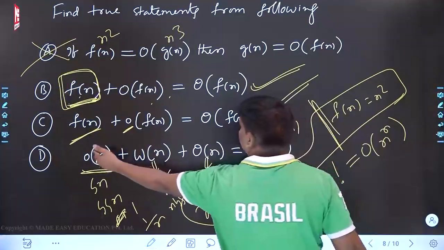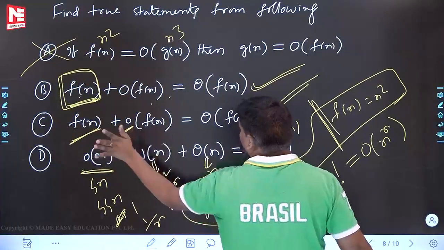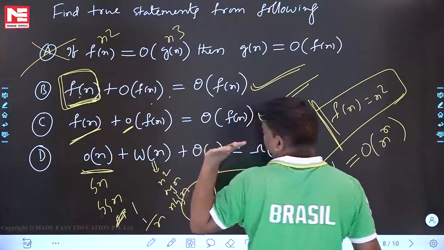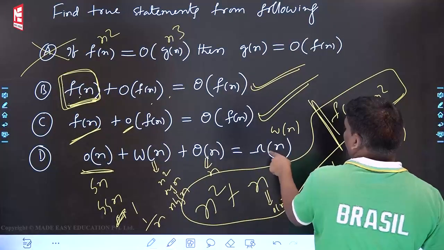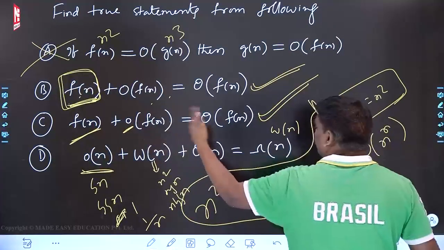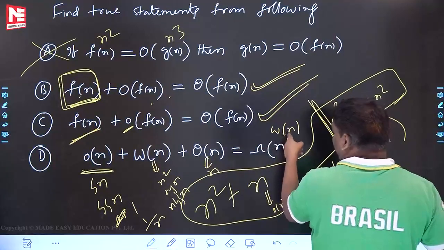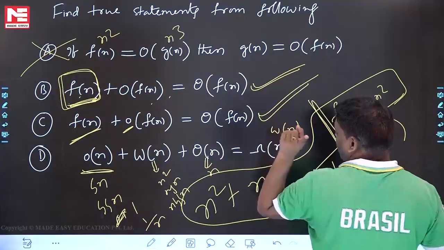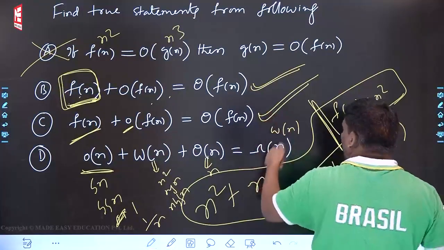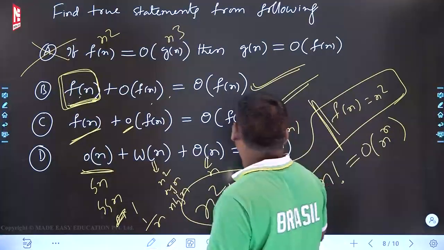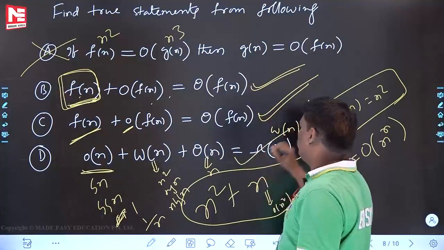He is saying less than n, he is saying more than n, he is saying equal to n. Overall, if you observe, more than n. Everyone, omega means what? This side greater. Actually it is a small omega, because this side is strictly greater. When small is satisfied, big also will satisfy. I think the answer is option D also true.